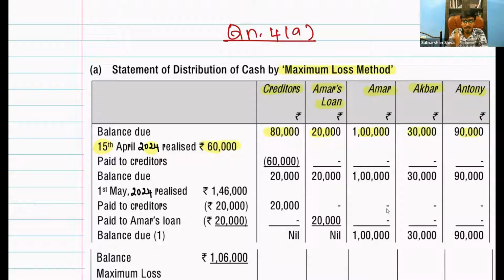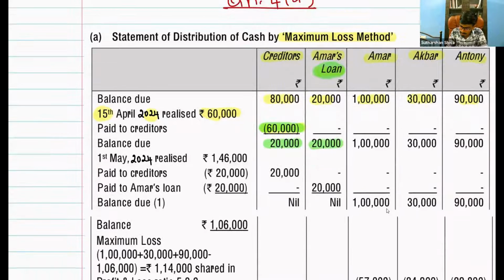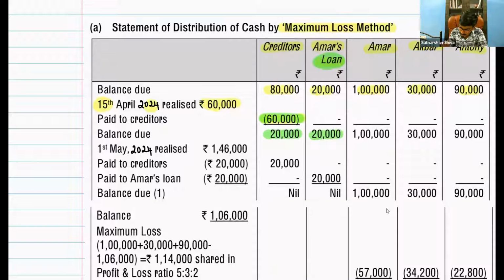What is the first priority given? I need to pay to my creditors. That creditors 60,000 I will pay. I have left with 20,000. That 20,000 I need to pay to my other partner who has given the loan. Ammar's loan 20,000 I have paid. So everything has been done. The balance due of 20,000 is already been.